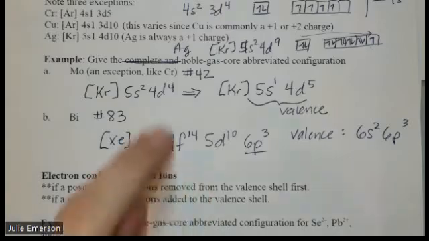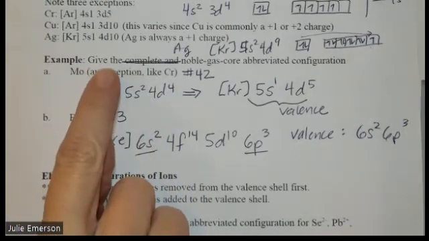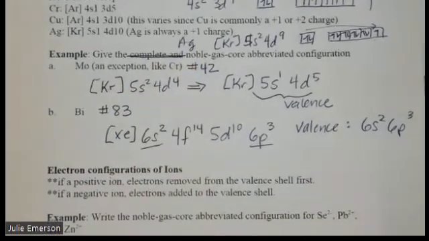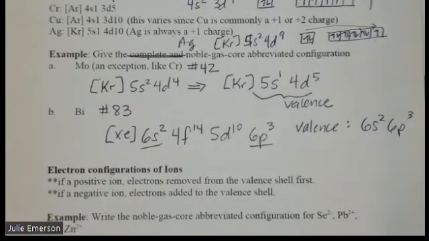Okay, so one thing I noticed during the break is the question for the last 2 examples we looked at said to give the complete and noble gas core abbreviated configuration. Personally, when you have large elements like bismuth, why would you do the complete configuration? The noble gas core abbreviated is so much simpler. We could have gone 1s2, 2s2, 2p6 and gone all the way through, but why would we? I just forgot to cross that out, in case you were wondering.